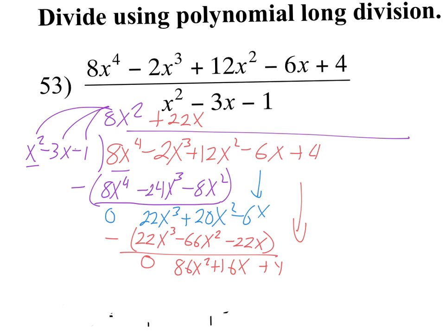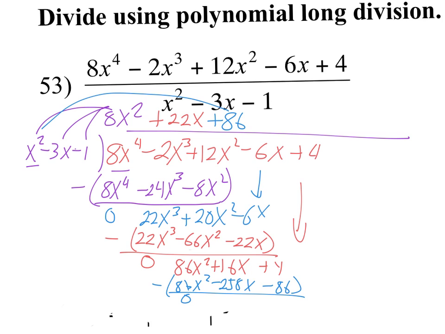Finally, I'm going to look at my last piece. So from x squared to 86x squared, it's going to be plus 86. That's going to be 86x squared. 86 times negative 3 is going to be negative 258x. And 86 times negative 1 is negative 86. When I go to subtract, I get 0. I'm going to have negative 242x, and I'm going to have negative 82.